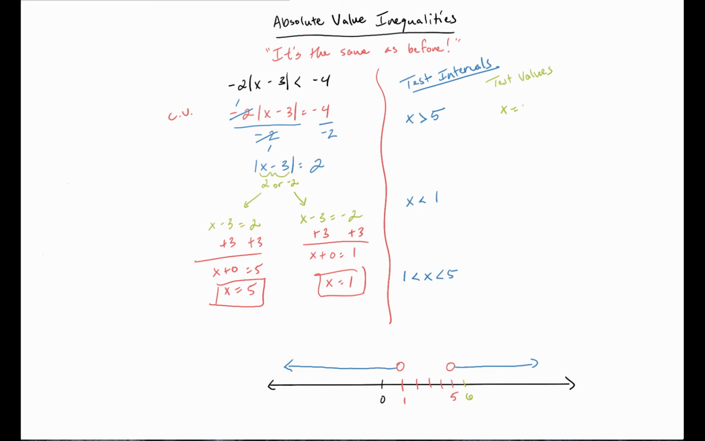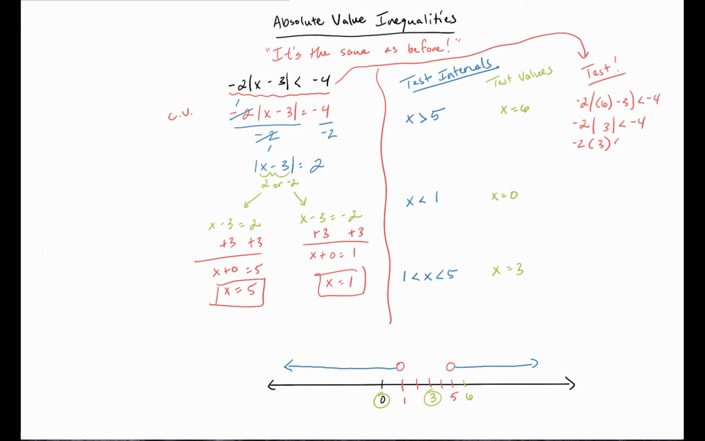So x is greater than 5, I could use 6. X is less than 1, I could use 0, my favorite. And x is in between 1 and 5, let's pick 3, right in between. And then I take that original inequality and I plug in my test values. Okay, plug in 6 to the first one. Okay, go through and do a little bit of arithmetic.